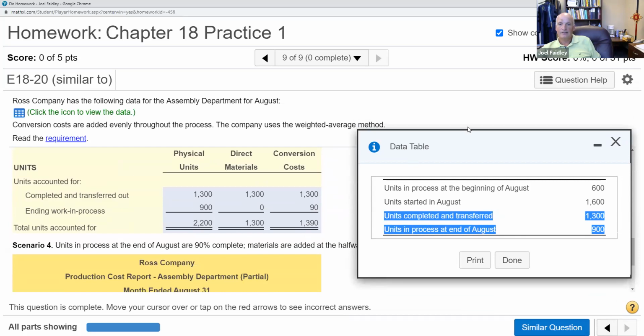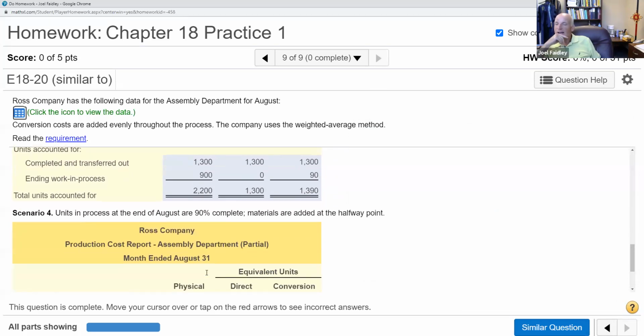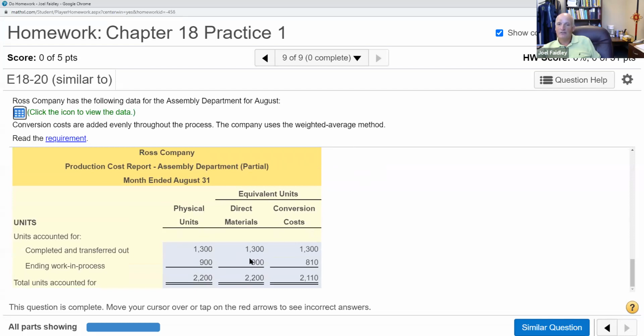And then finally, this is a tricky one. Materials are added at the halfway point. Well, where's halfway? 50%. Well, if you're 90% through the process, then 100% of the materials have been added, haven't they, at the midway point? That's sort of a tricky one. So that's why you see 900, the same as physical units. All the materials have been added because you're 90% through, and there's 90% of 900 for my conversion cost.